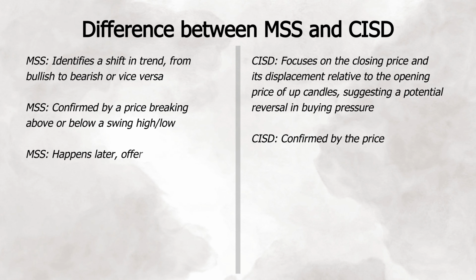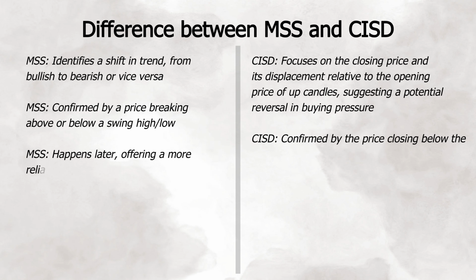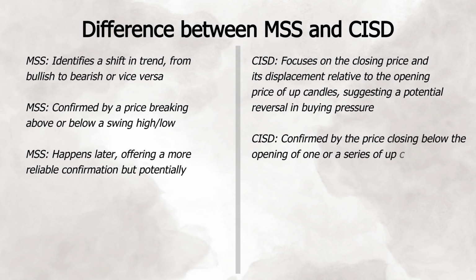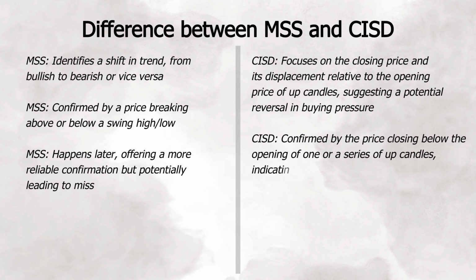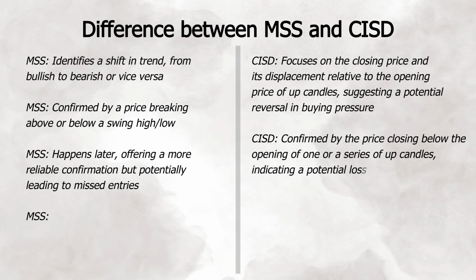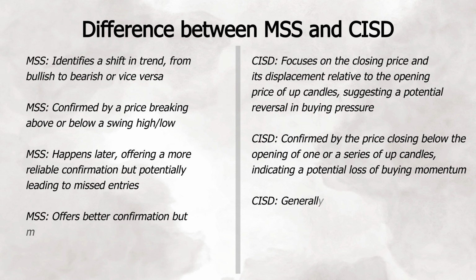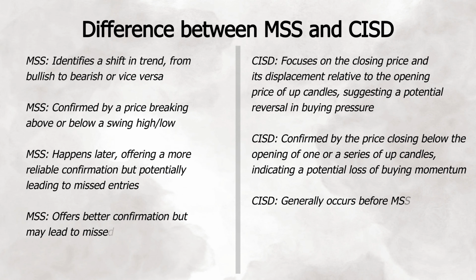The key difference here is that market structure shift relies on the price breaking above or below the swing high or low, versus change in state of delivery, which leverages the closing price below or above the opening price of a series up close candle or series down close candle, which indicates the potential loss of buying or selling momentum.